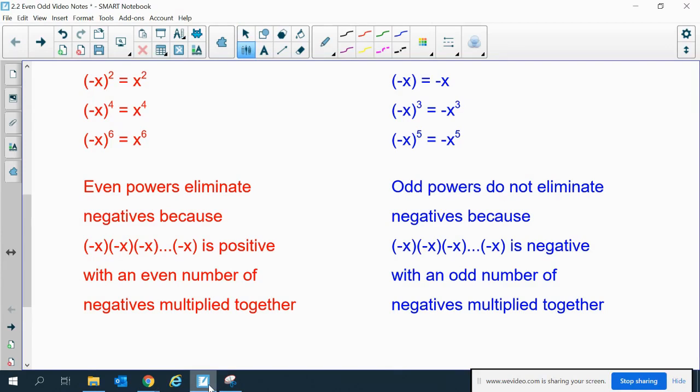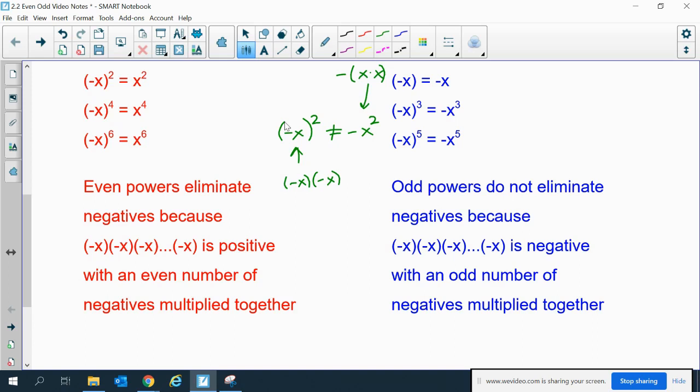One other thing to keep in mind is when we look at something like negative x squared, that's not the same as negative x, quantity squared. So this would be negative x times negative x, whereas this one is negative x times x. So that's just important to remember from our previous math classes.